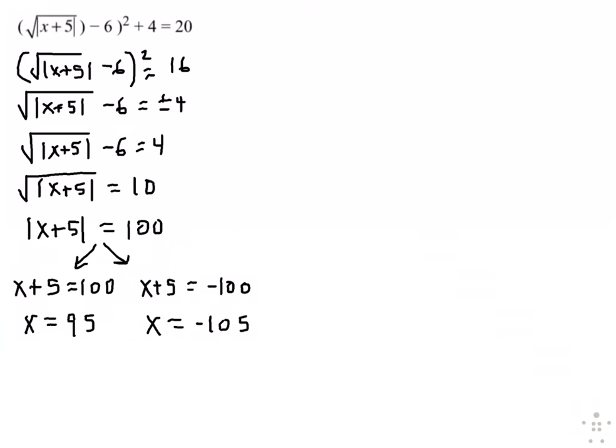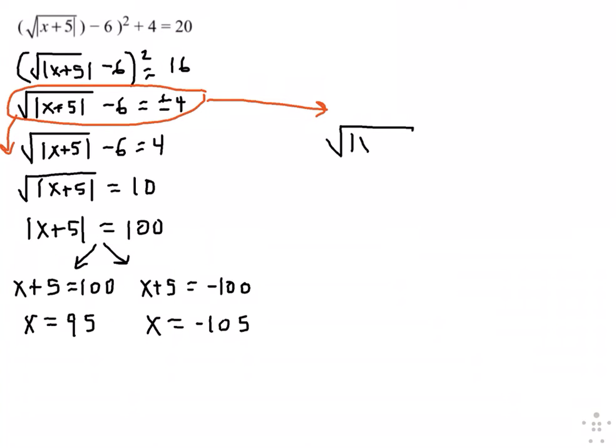Now remember, right up here, we split this into 2. The first one, we went down this way. And now we're going to go over here, and we're going to solve the square root of the absolute value of x plus 5 minus 6 equals negative 4, right? On the left, we did the positive 4, and on the right, we're going to do the negative 4, because it was equals plus or minus 4, right?